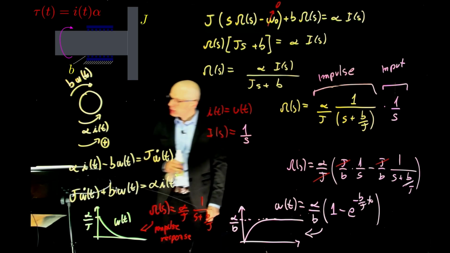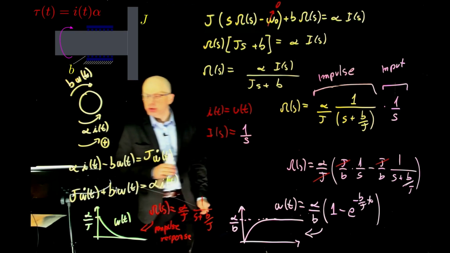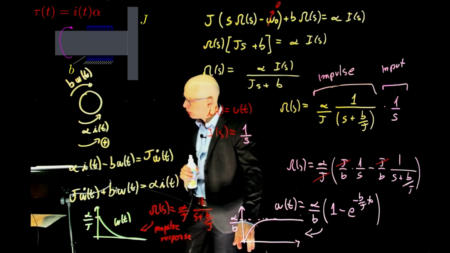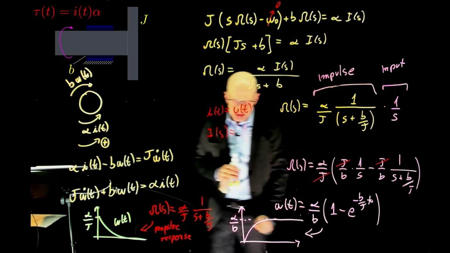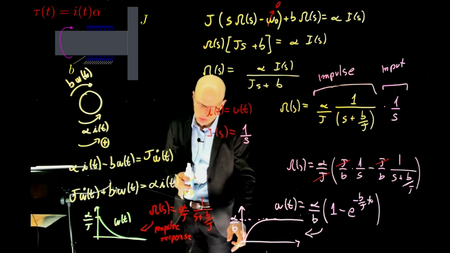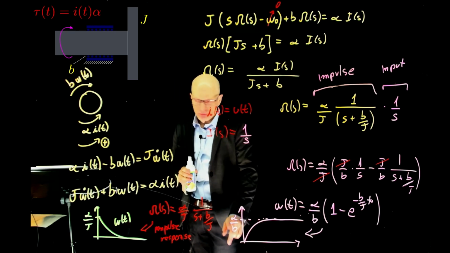Let's move on. The next question asks for the initial and final value of the load speed for a step current input. So basically, it's asking where does the motor start? Well, at 0. And where does the speed end? Well, it ends at alpha over b.